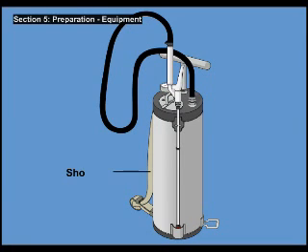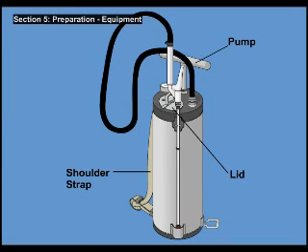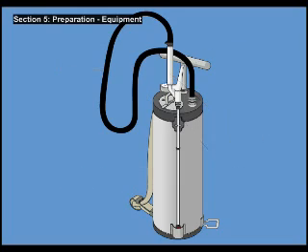The tank is fitted with a shoulder strap. A lid covers the tank opening where it is filled with the spray. There is a pump to pressurize the tank. The pump is manually operated by the handle. A pressure gauge to indicate the tank pressure. A hose to connect the tank to the spray lance.